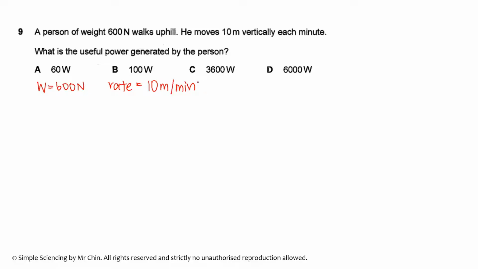Okay. We can find the work done of this person. Work done is given to be the force times the distance. This distance is the distance moved in the same or opposite direction of the force. Okay, in this case, in the opposite direction. So for the force of 600 Newton, because it's the weight, he moves up 10 meters per minute. So multiply by 10. This is work done per minute, because we are given the rate and not the distance. Okay, so this is given to be 6,000 joules per minute.